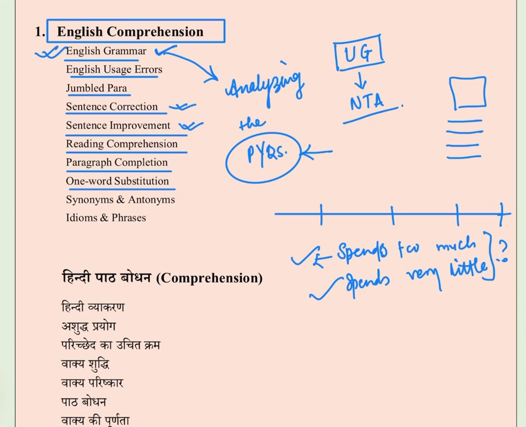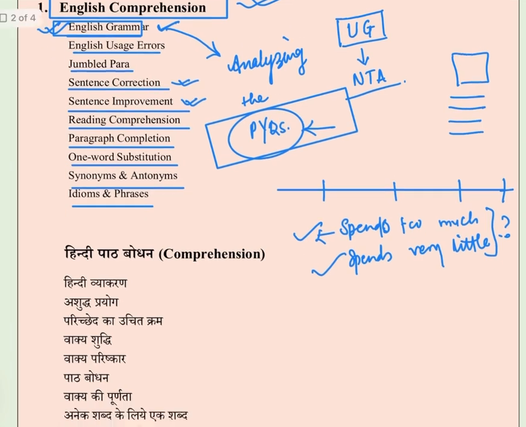Next one is synonyms and antonyms, then idioms and phrases. Only this one was somewhat vague. Otherwise, everything is very much clear to us. But again, as I told you, this PYQ thing is very, very important here. It is of vital importance, and not only for this English comprehension, but overall for the entire examination, the PYQs are very, very important.